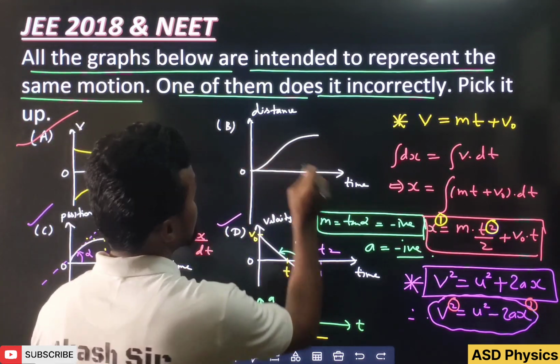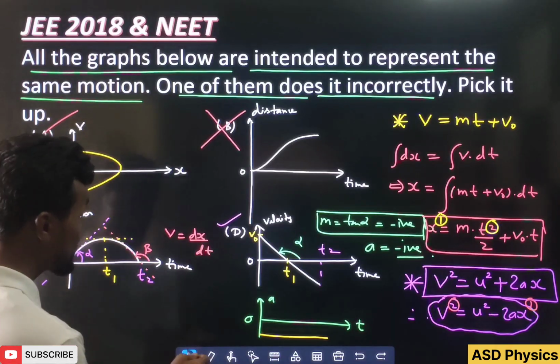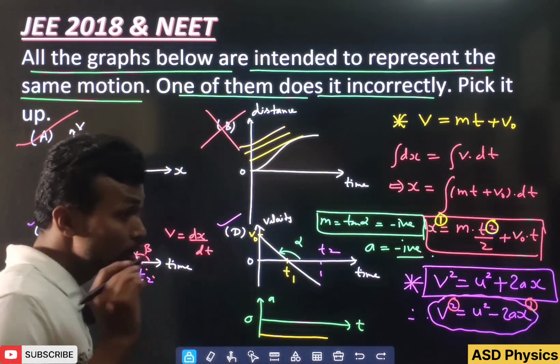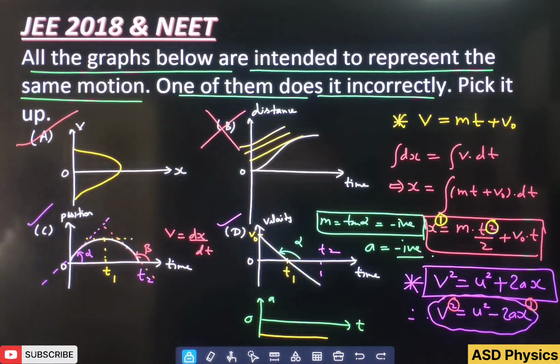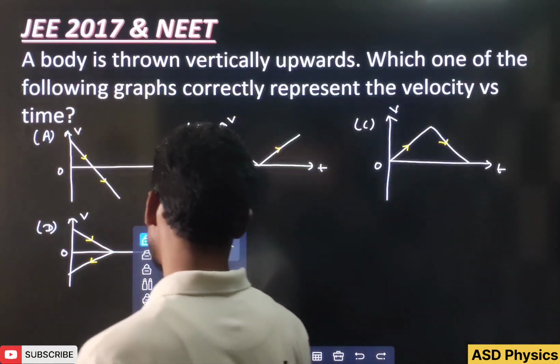But this distance-time graph does not represent the same motion. That means what is the correct option here? Option B is the answer, because they are asking which one is not representing, which one is incorrect. So the correct option is option B. Great.